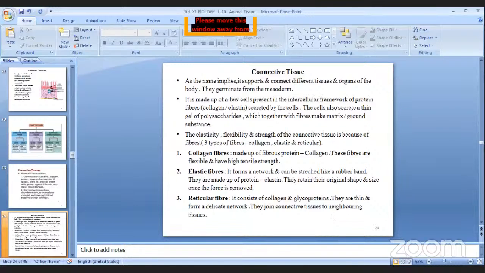Then the cells also secrete a thin gel of polysaccharides, which together with fibers makes the matrix or the ground substance. Students, just imagine a diagram of a cell. It has a limiting membrane known as the cell membrane, and this cell membrane encloses a substance known as cytoplasm. Okay, understand till here. Now same thing here also, there is a limiting membrane, and some substance is enclosed by this membrane, and this substance is known as the ground substance, or we actually call it the matrix. Embedded within this matrix are fibers, which are the yellow and white fibers, and also certain cells present in the connective tissue.